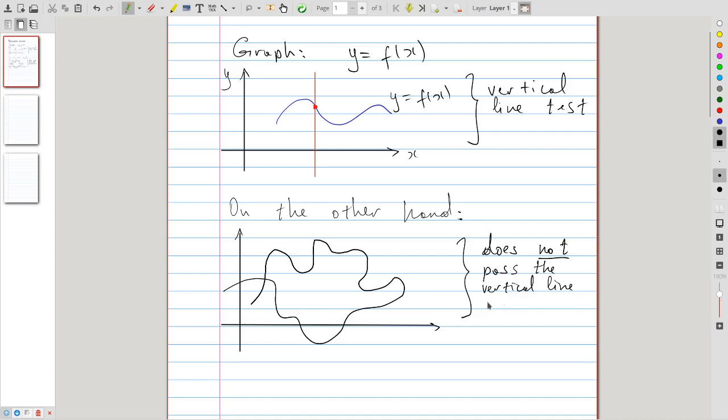In the sense that there are a number of ways to draw a vertical line so that it will intersect this curve, this black curve, in more than one point. Still, it may be interesting to consider objects like this for the following reason.